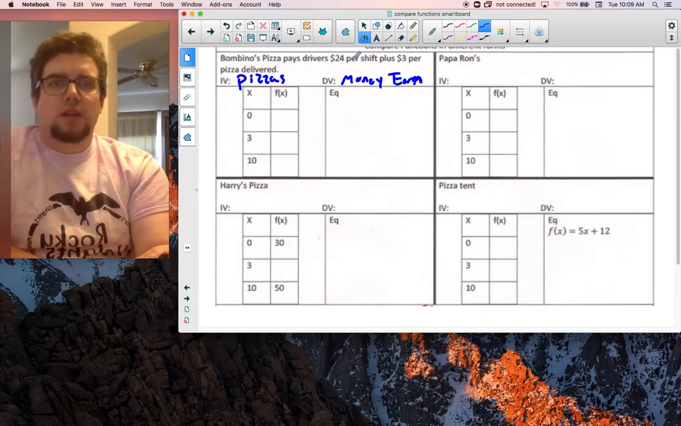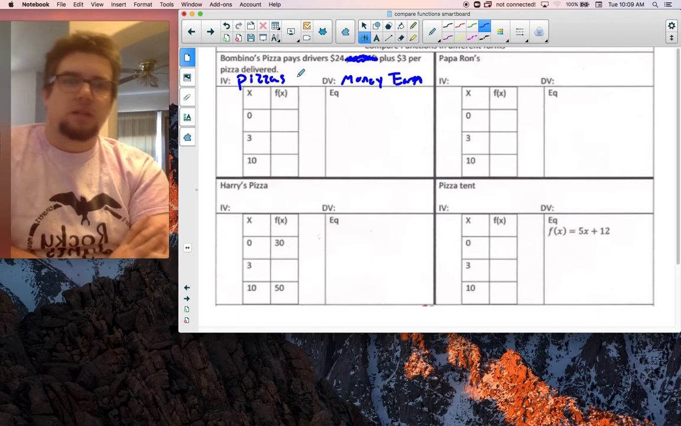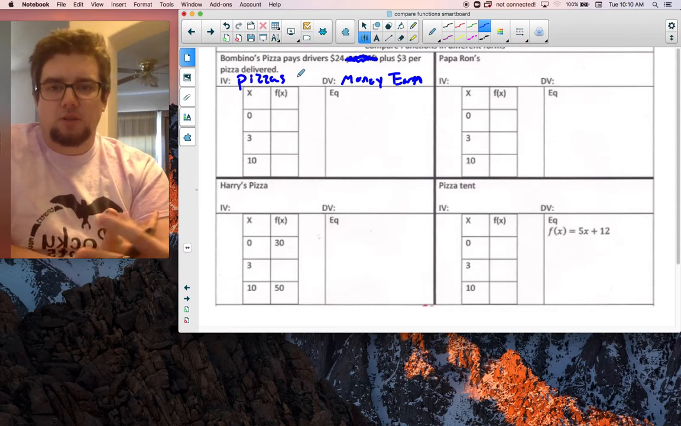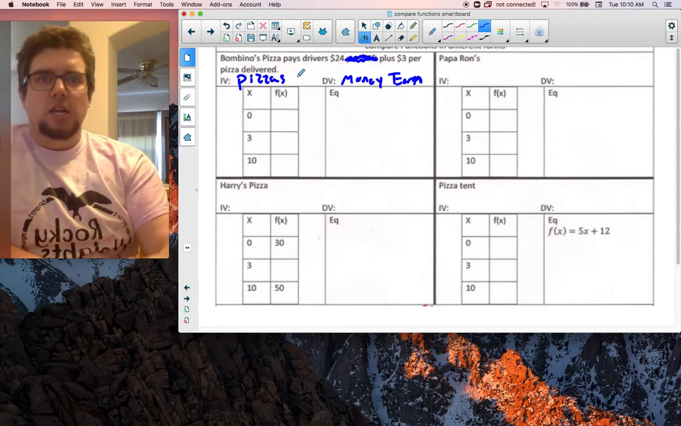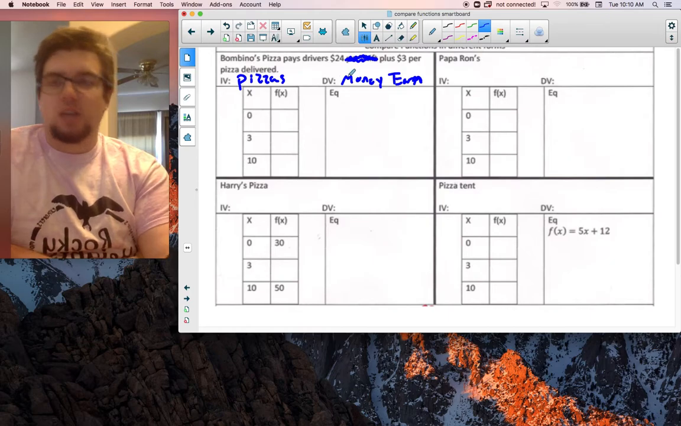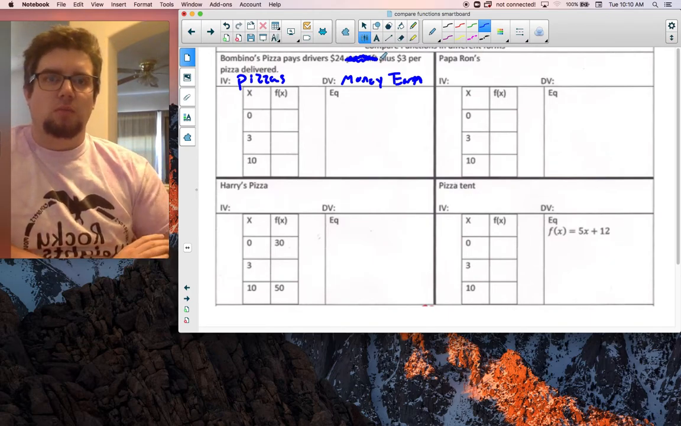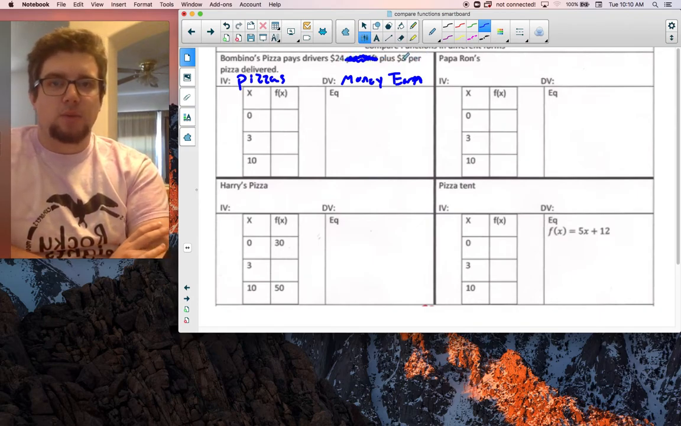So this $24 per shift is really this constant. So we get $24 plus $3 for every pizza that we end up delivering during the day, which makes sense. So if you were to go into work as a pizza delivery driver and no one orders pizza all day, you would still be expected to get paid something because you got up off the couch, you had to leave your house and go to work. You didn't get to stay at home. So that's where this $24 comes in, and $3 per pizza delivered.